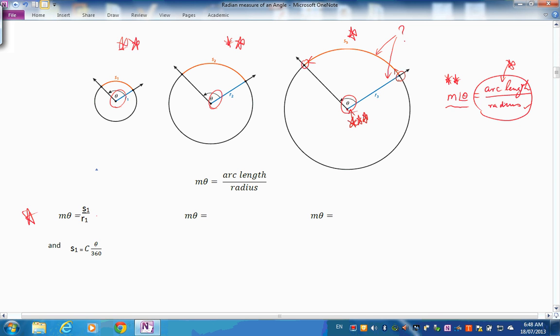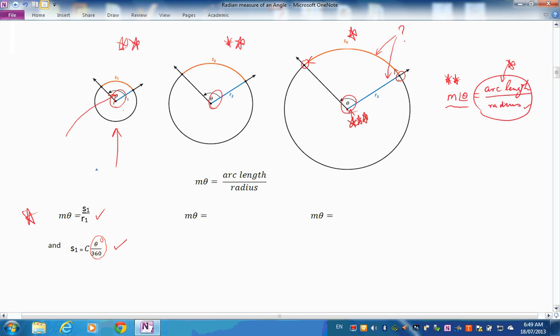And so we've got the measure of angle theta in this little circle here is arc length S1 over R1. Do you agree? Okay, so now here's an expression for S1. It's the circumference times theta over 360. Do you agree? If theta is in degrees, what fraction of a revolution have you got? You've got theta out of 360. That's the portion represented by that degree of opening in there.